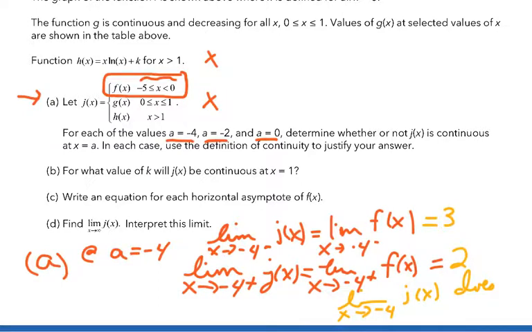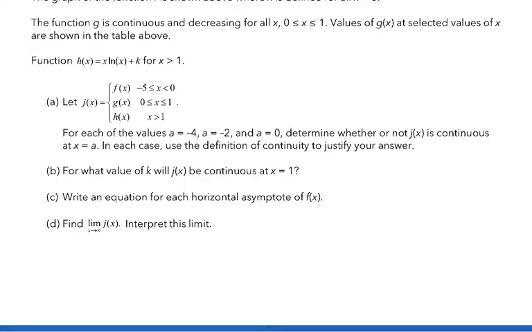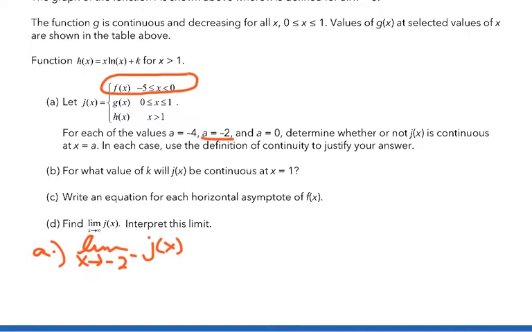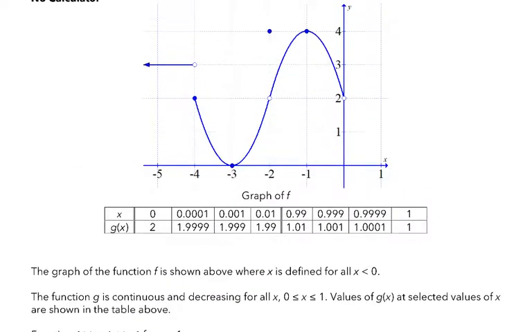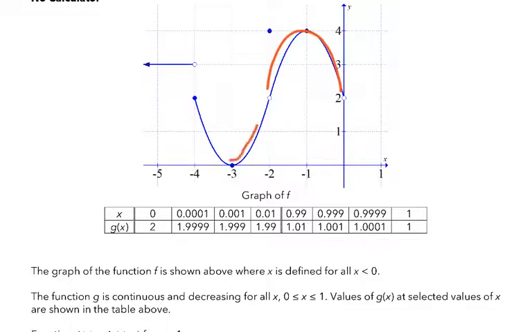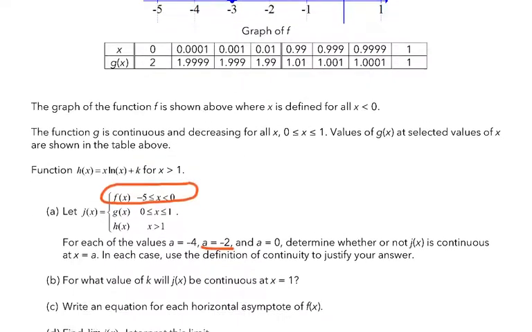Next up, just one piece at a time. I'm still on part A. I'm now going to see what happens at -2. All right, so where is -2? Also in this piece of the domain. So I'm going to take a limit as X approaches -2 from the left of J of X, which will be the limit as X approaches -2 from the left of F of X. As I come in from the left, I'm at 2. From the right and the left, I'm at 2.